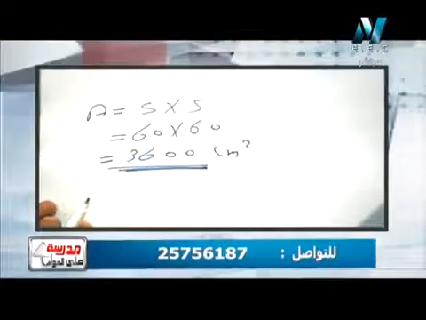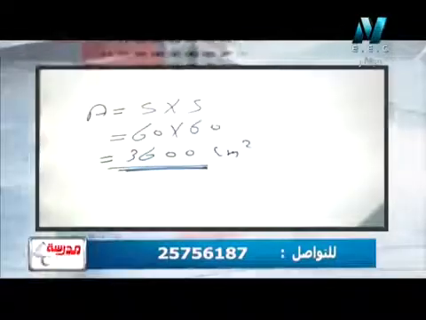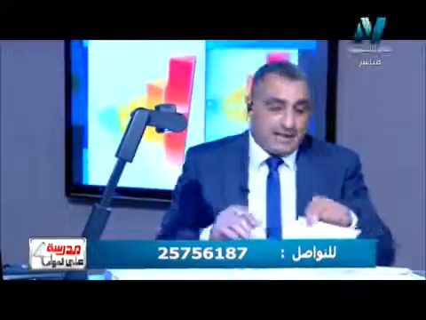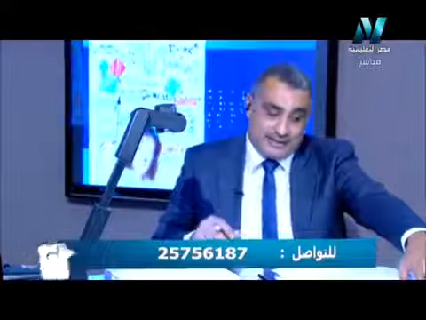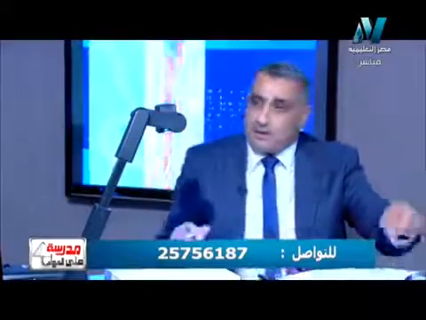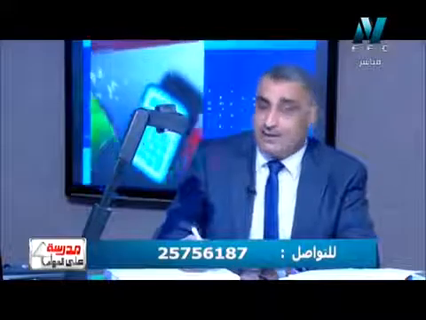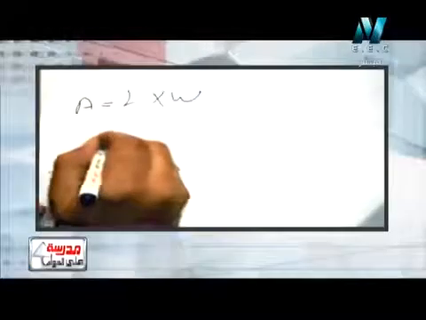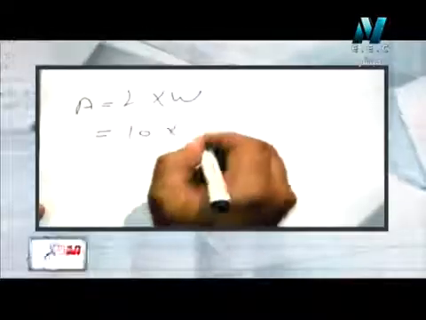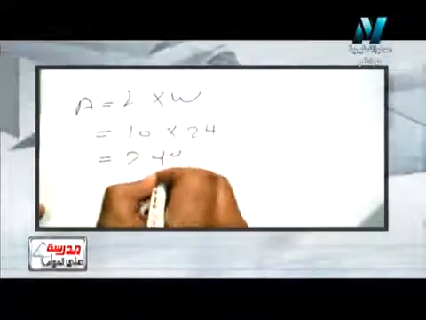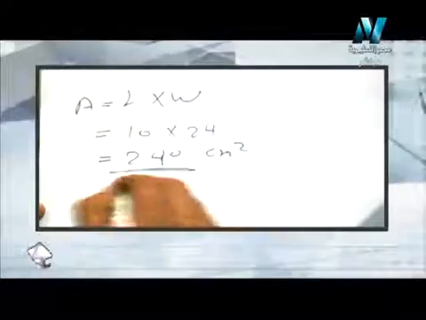Excellent. What about the area of the rectangle? We have the two dimensions of the rectangle. Abdurrahman told us the length of the rectangle is 10 centimeter and the width equals 24 centimeter. So we can easily find the area of the rectangle. The area of a rectangle is length by width. We have the length 10 centimeter and the width 24. We now have 240 centimeter square, the area of the rectangle.